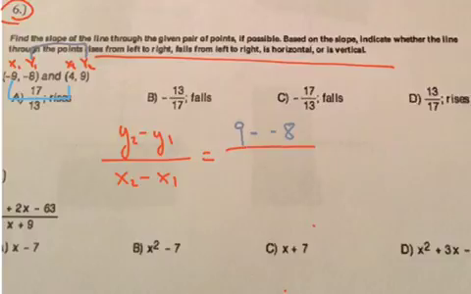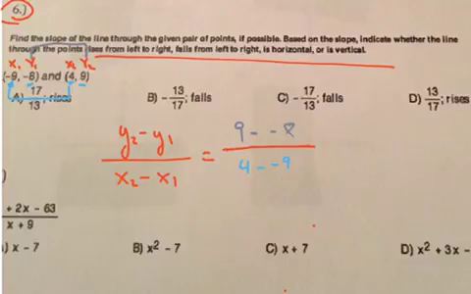make silly mistakes. So if I did that correctly, let's see, 9 minus negative 8, over 4 minus negative 9. So we see that those match up.